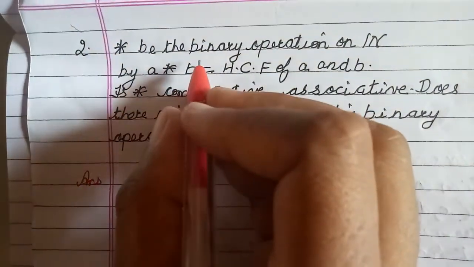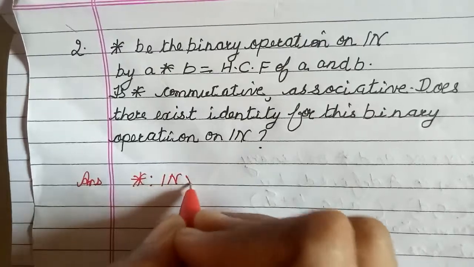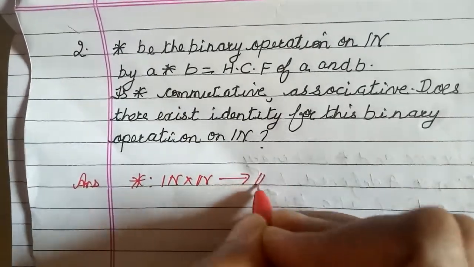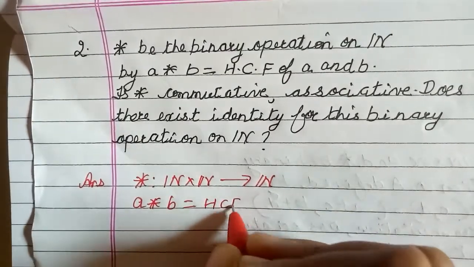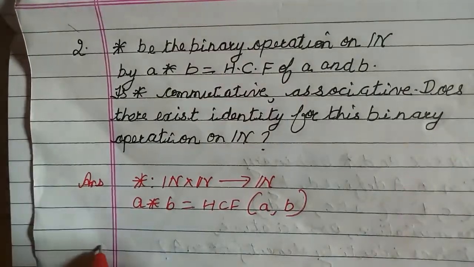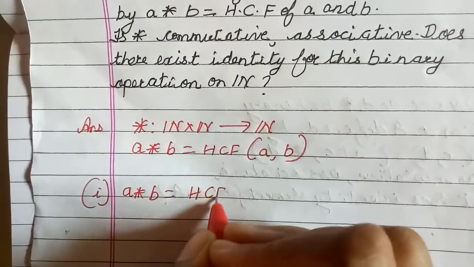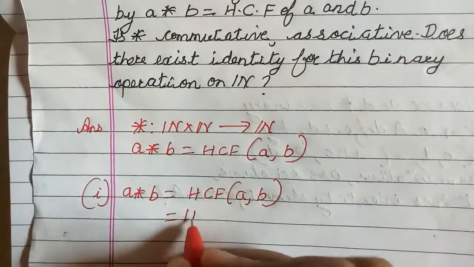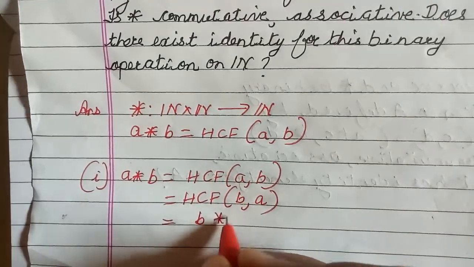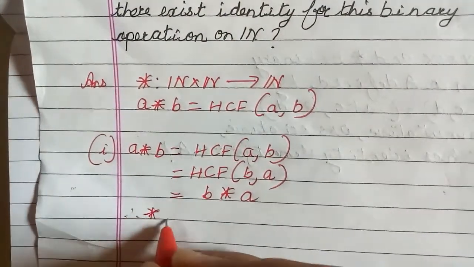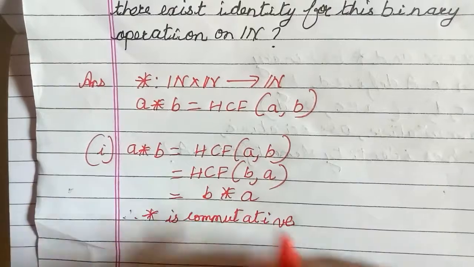We know that properties can be applied only when it is a binary operation. So it's a binary operation star going from naturals N cross N to N, with A star B defined as HCF of A and B. First one is commutativity. Commutativity means A star B, which is HCF of A comma B, can be rewritten as HCF of B comma A, which is same as B star A. Therefore I can say star is commutative. Yes, because both are same.